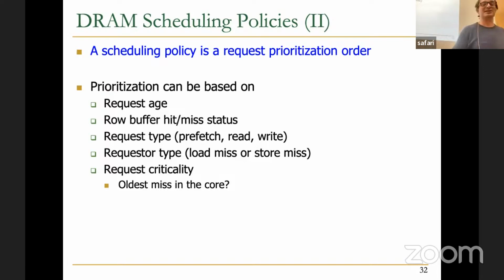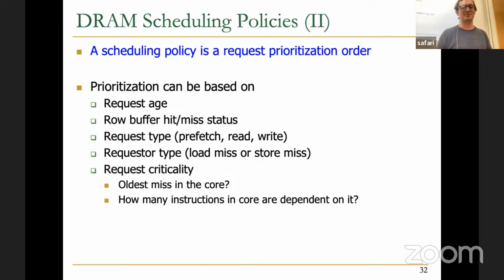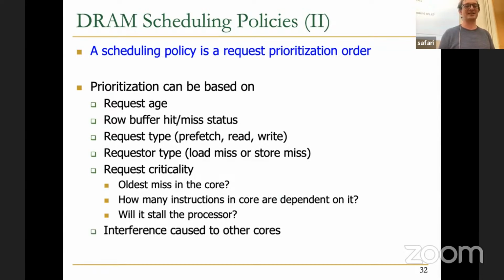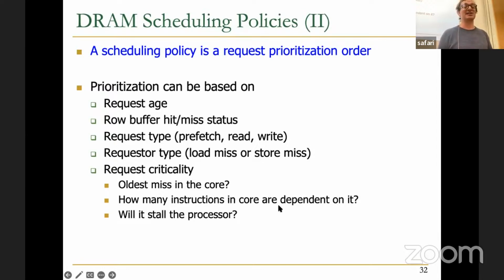Later, we may talk about criticality, but today we're not going to go into that much. And people have talked about different ways of thinking about criticality. I don't think we have a very good way at this point, or at least a perfect way. So basically, is it the oldest miss in the core? How many instructions in the core are dependent on it? Will it stall the processor? These are all good questions to ask. Will it stall the processor in the end is a good measure, but can you guess that easily is another question.